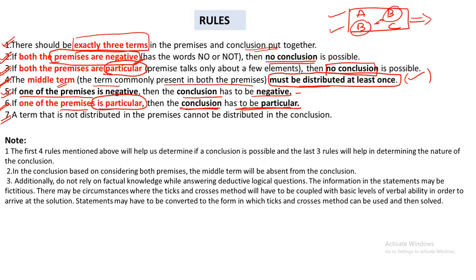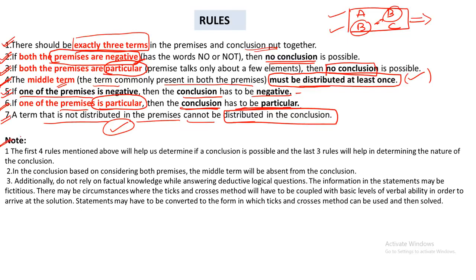Now the seventh point is, a term not distributed in the premises cannot be distributed in the conclusion. So a term that is not distributed in the premises, where we do not have a tick on a particular term, cannot have a tick in the conclusion. Okay, so very clear. You need to remember all these points.